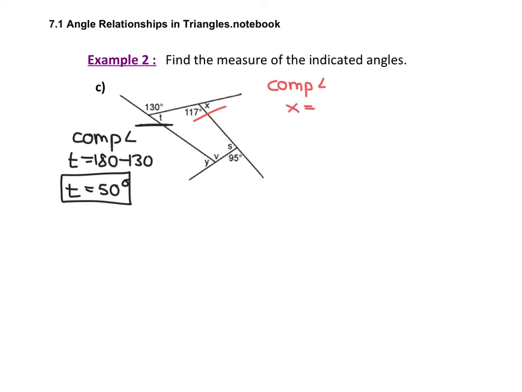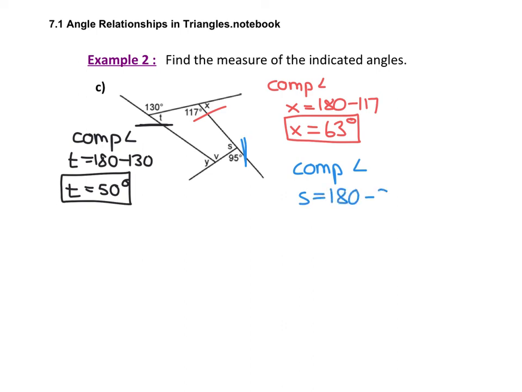So just solve for X. 180 degrees, subtract 117. So X equals 63 degrees. Let's look at S here. S is also a complementary angle. So S equals 180 degrees, subtract 95. So S equals 85 degrees.